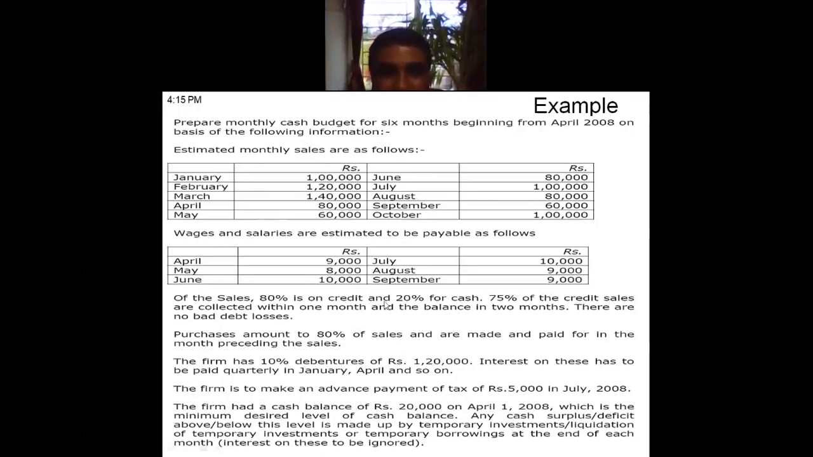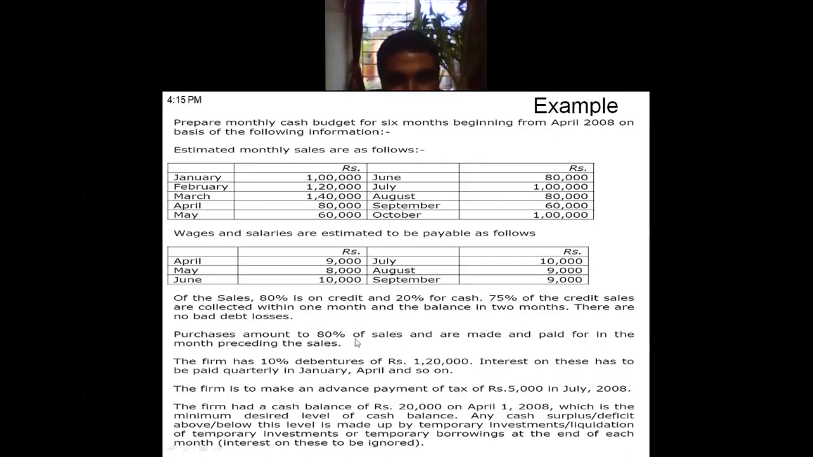Then 70% of the credit sale will be collected within 1 month. Out of this 80% credit, 75% will be collected in the next month. That means in February you'll be getting 75%. The balance is collected in 2 months. That means in March you'll get the other 25%. There are no bad debt losses.